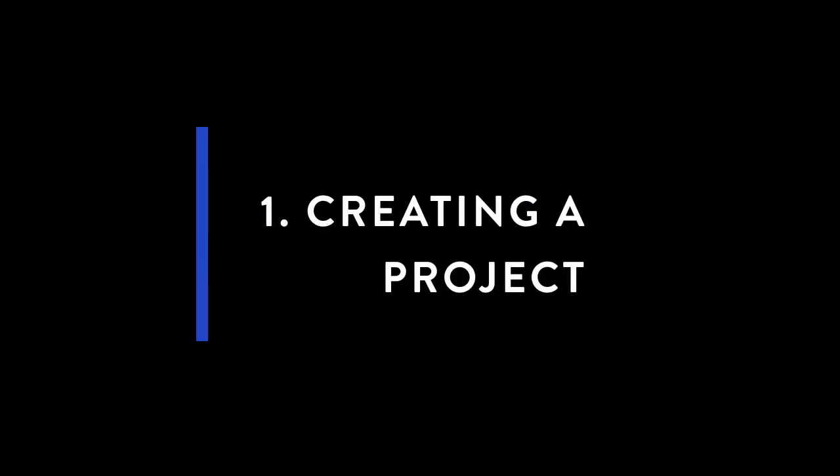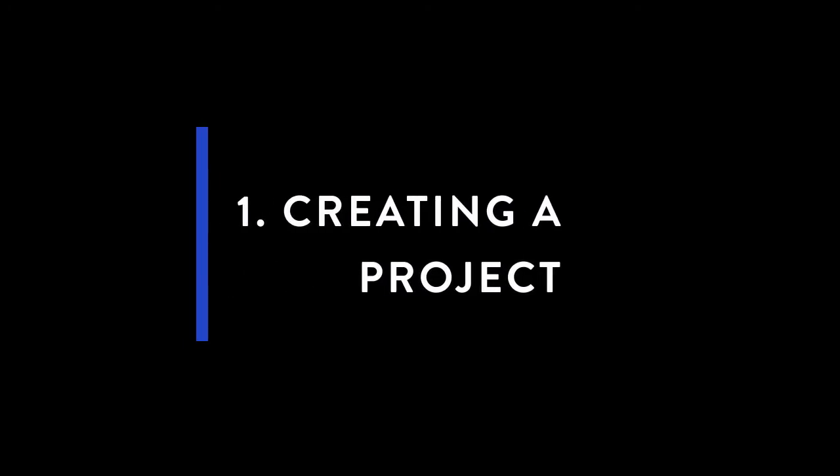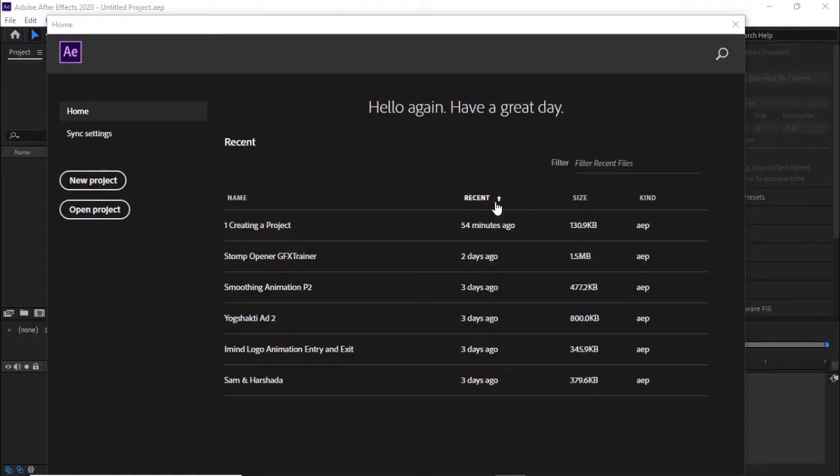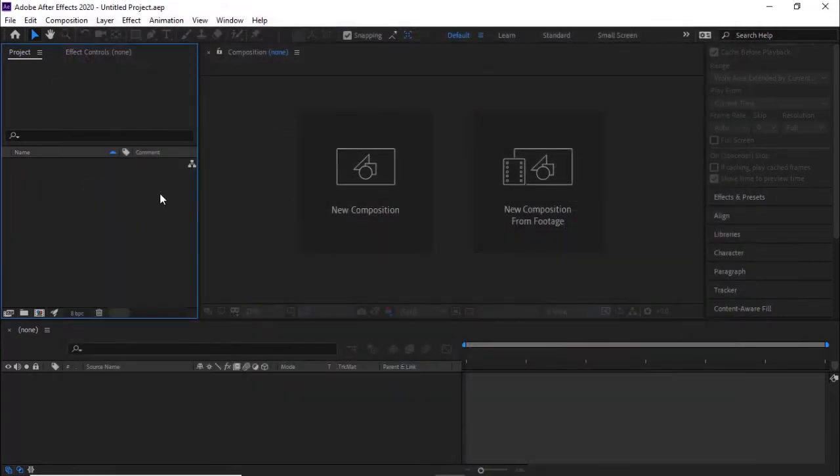The first part is creating a project. So let us quickly study how to create a project. After starting After Effects, you will get a screen which looks as follows. In this screen, you will get an option called New Project. So this is the first part of the workflow, creating a new project. You have to just click over here and a new project will get created. Remember, once the new project is created, you will get a name called Untitled Project.aep, that is After Effects project.